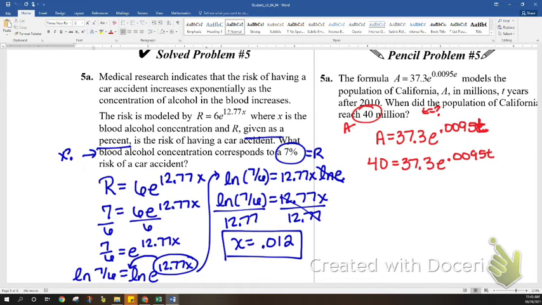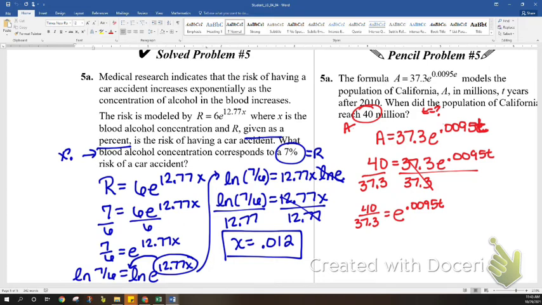Okay, my T is in that exponent, so I got to get the exponential part by itself, so the base and the exponent. So I need to get rid of the 37.3. So let's divide by 37.3. And for right now, just so I don't have a bunch of decimals, we don't like to round until the very end, so I'm just going to leave that as a fraction. It's not my answer, so it's okay if I got a decimal in that fraction, okay? So we got 40 over 37.3 equals e to the 0.0095t.